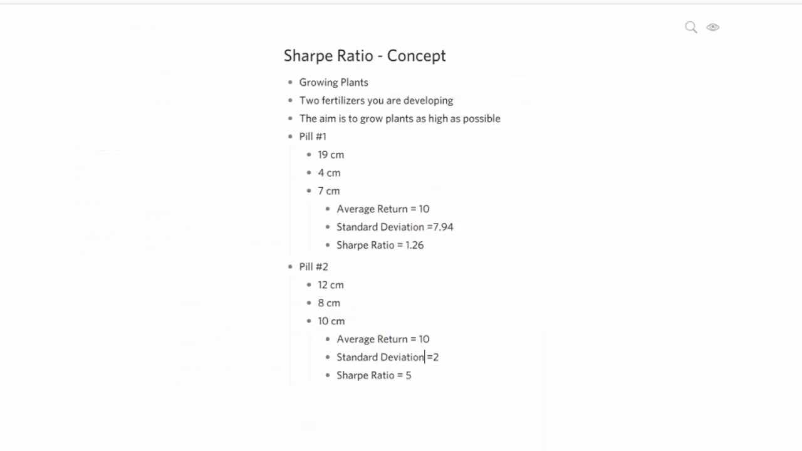So coming back to the example that we are doing here, which basically is average return 10 divided by 7.94, which will give 1.26. This is the Sharpe ratio for portfolio number 1. And then for portfolio number 2, we do the same, 10 divided by 2, which gives you 5. And Sharpe ratio, the larger the Sharpe ratio is, the better, actually.